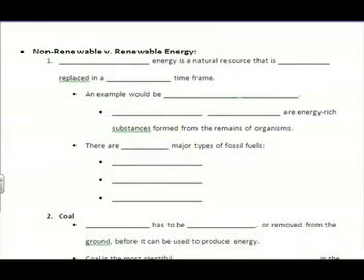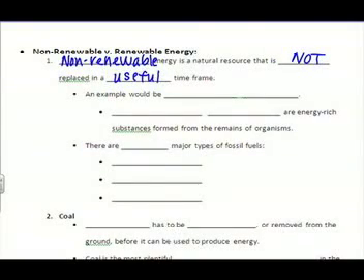So the first thing we're going to talk about then is non-renewable energy. So non-renewable energy is a natural resource that is not replaced in a useful time frame. So it takes a long time for these to be replenished. That's why they're non-renewable. It's not like it automatically replenishes itself. It's not an all-you-can-eat buffet. So an example would be fossil fuels.